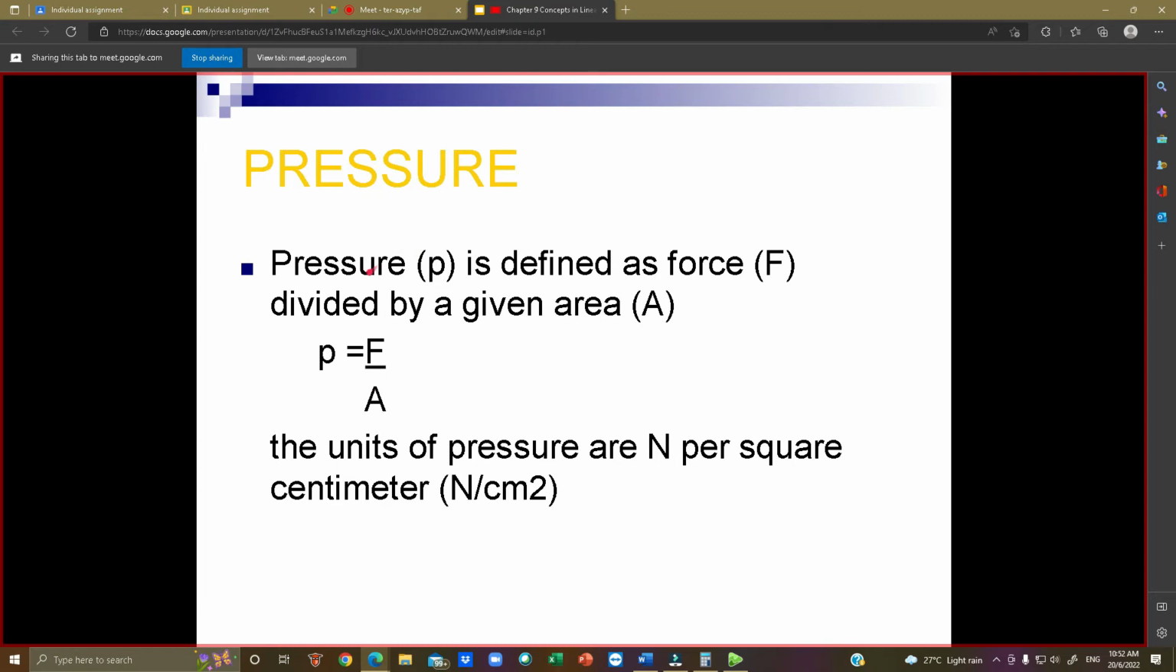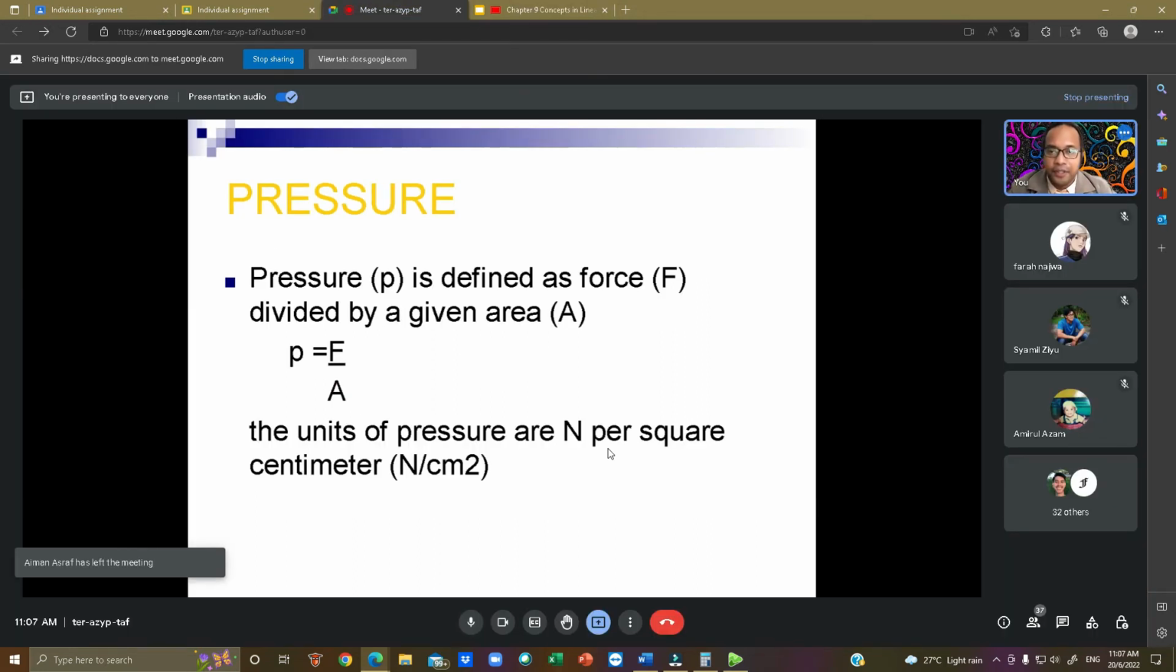Alright, so we are going to take a bit of a break and we are going to continue back at 11 with pressure. Okay. Dengan subtopic seterusnya which is regarding pressure.